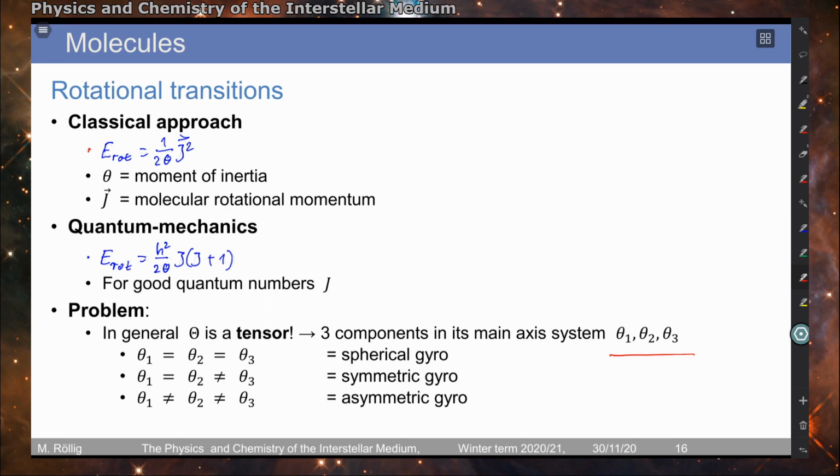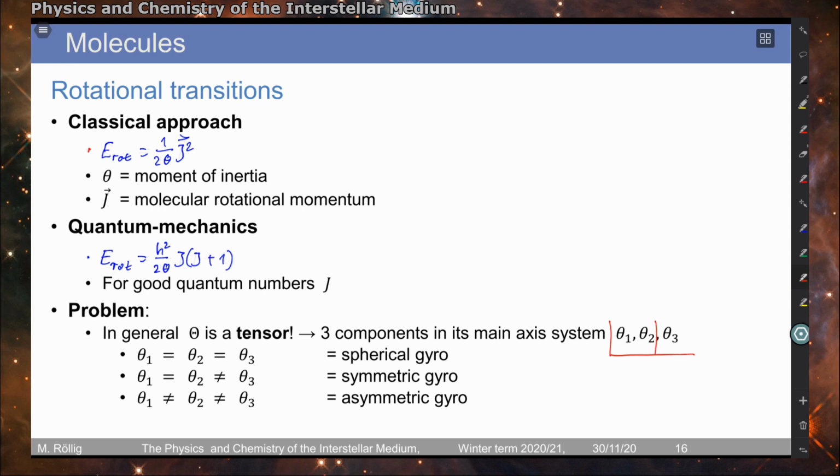And we can distinguish between cases where all three are the same. Then we have a spherical system, a spherical gyro. We can find that two are the same. Then we have a symmetric gyro. And we can have the case that all three thetas are different. Then we have an asymmetric gyro. That is our molecule.